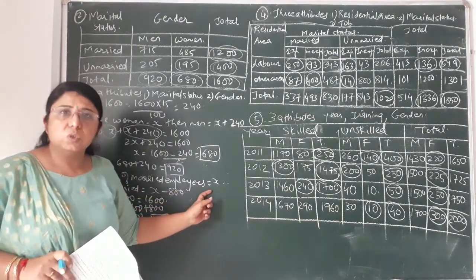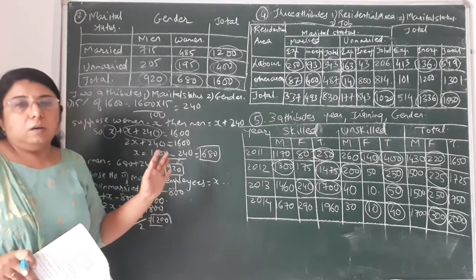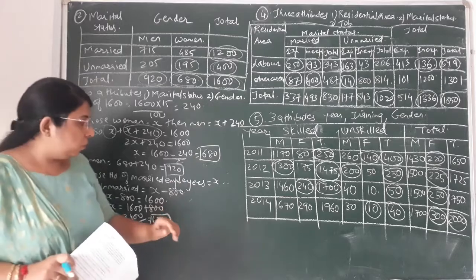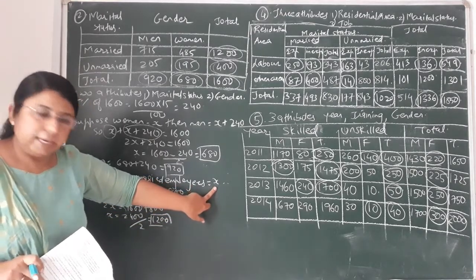You can take any supposition. You can take a, b, c, x, y, z. Generally we are taking these alphabets as supposition. Okay, so I have taken the same supposition, that is, number of married employees, that is x.